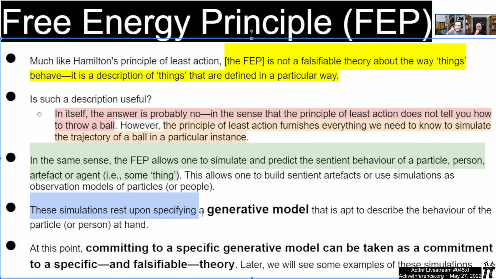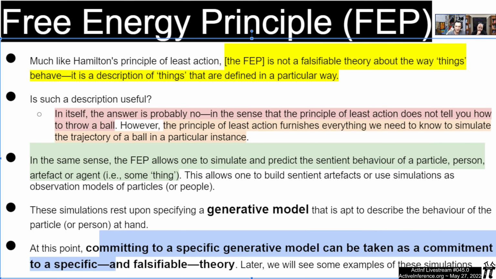These simulations rest upon specifying a generative model that is apt to describe the behavior of the particle or person at hand. At this point, committing to a specific generative model can be taken as a commitment to a specific and falsifiable theory. Later, we will see examples of these simulations. So it's like the linear regression concept is not even where you would want to focus the brunt of your falsifying effort. But if there are two different linear regression models, we might ask which one is preferable, or which one is falsified by doing some subsequent perturbation or experiment.